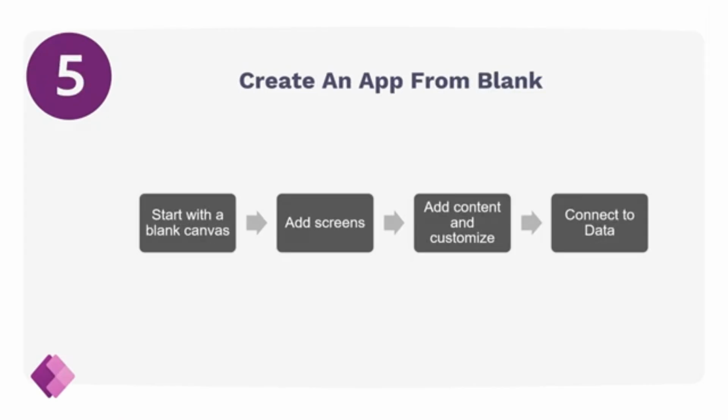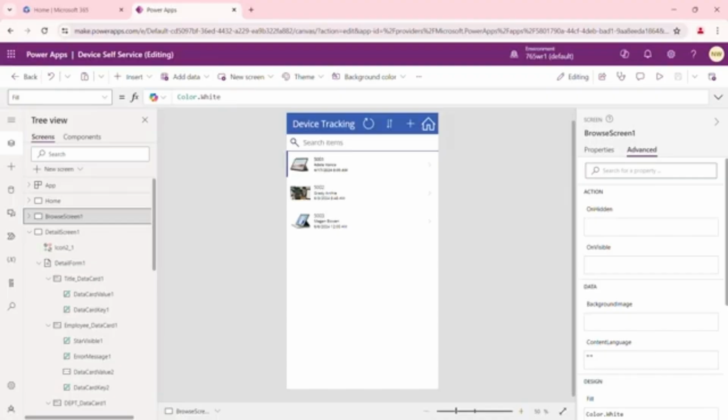Let's create an app from a blank canvas. So we'll start with a blank canvas. We'll go ahead and add the necessary screens. We'll add our content and customize it, and then we'll connect our data source there as well. So basically what we want to do, just to keep things simple, we want to go ahead and replicate this actual app.